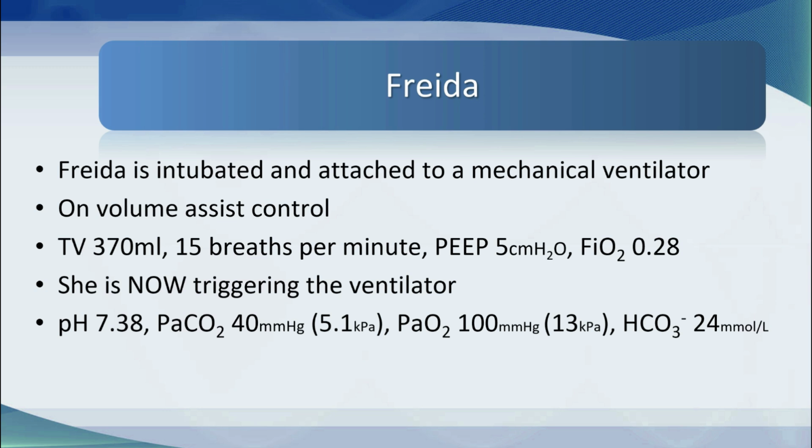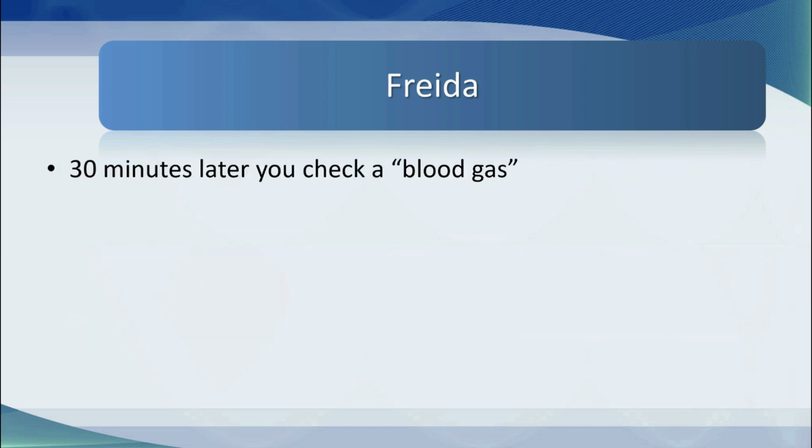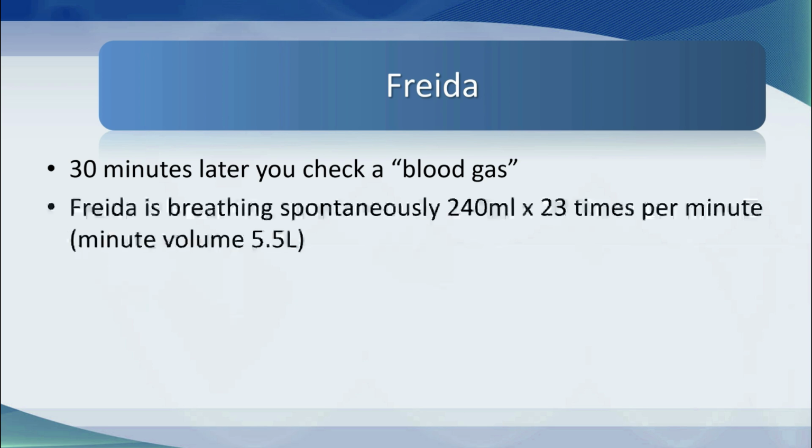Now, it's important to understand that her minute ventilation before we do this is about 5.5 liters. So we come back after 30 minutes and we find that she's breathing away. And guess what? Her minute ventilation is still 5.5 liters, but the components of that are different. The tidal volume has fallen down to 240 mils, and she's breathing a little bit faster at 23 times per minute. So despite the fact that the machine is saying 5.5 liters, it is a little bit different.